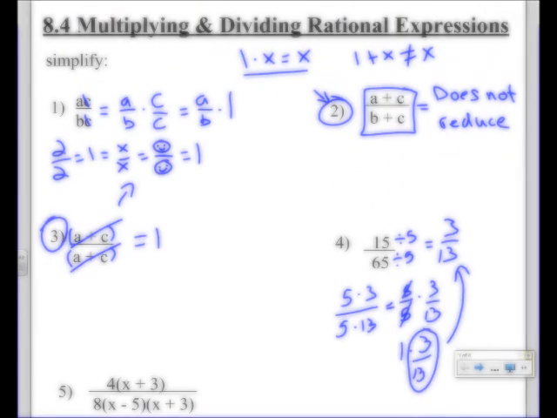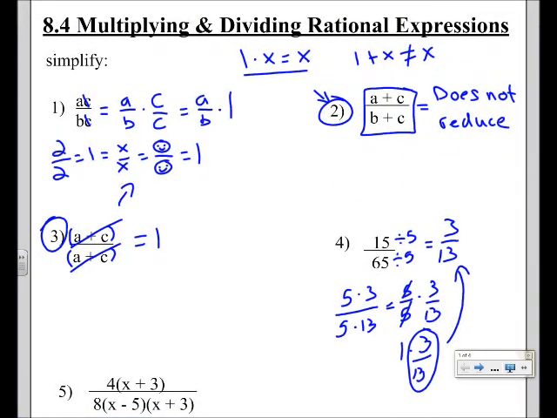Let's take a look at number 5 down here. We've got some quantities. We've got 4 times the quantity x plus 3, over 8 times the quantity x minus 5 times the quantity x plus 3. Well, take a look at this guy. Remember that we can cancel quantities as long as they're exactly the same, right? So I'm going to go ahead and take this x plus 3, and we're going to cancel it with that x plus 3. Well, that's perfectly legal. We've got quantities canceling quantities. As long as they're exactly the same, we're perfectly legal. So that's going to leave us with a 4 on top. We've got 8 times the quantity x minus 5.